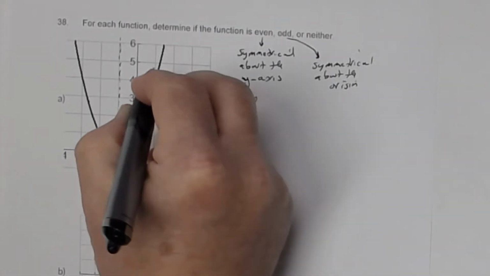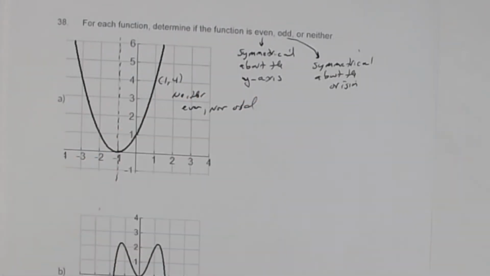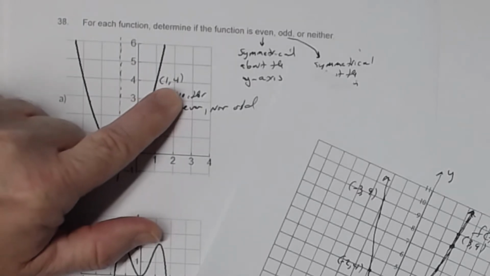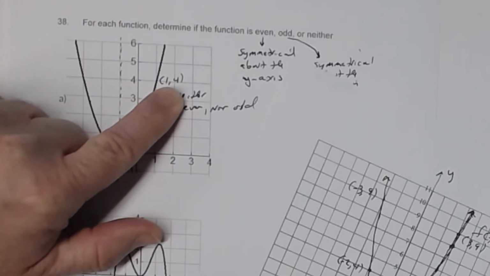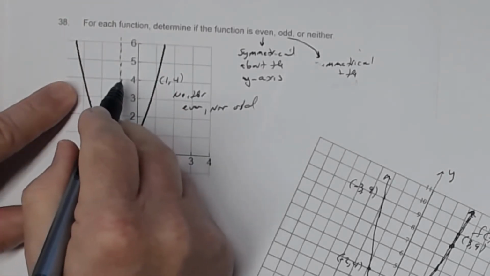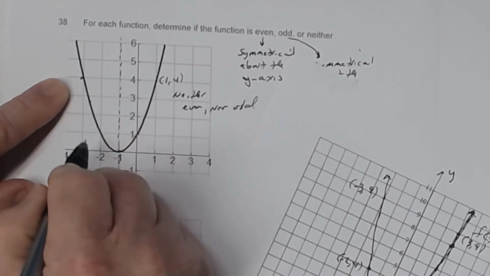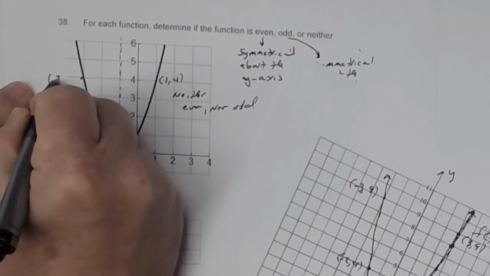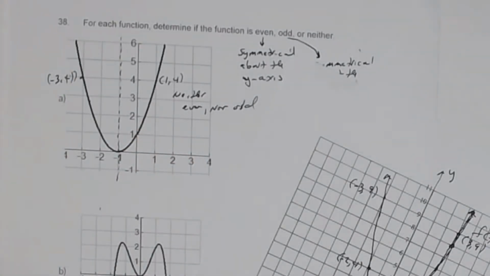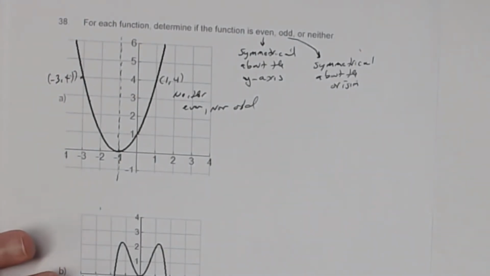Okay, and if you look at this point here, (1, 4), right? Remember, we just talked about the fact that if this were an even function, then for the point (1, 4), the other point better be (-1, 4), and that's not true. (-1, 4) is right here. That point here is (-3, 4). So -3 and 1 are not opposites. All right, so number A is neither even nor odd.